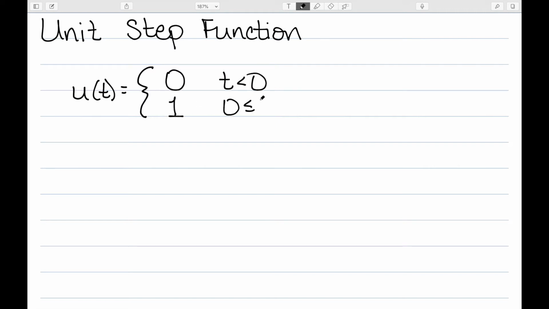And to do this, I'm going to start by defining two special functions. I'm going to start with the unit step function. So the unit step function is denoted by u of t. The unit step function is 0 when t is less than 0, and 1 when t is greater than 0.